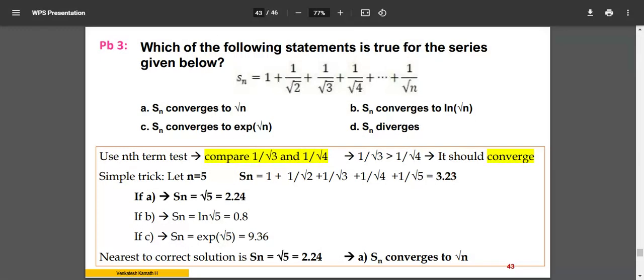So if you look at the terms there, one after the other, the value of the immediate next term, n plus 1, is smaller than the previous n value. So in this series, the values keep on decreasing. When the individual terms of a series are decreasing, we call it a converging series. So obviously the answer should be converging. There is one option D, Sn diverges. That is ruled out. The answer cannot be D. It should be either A, B, or C.